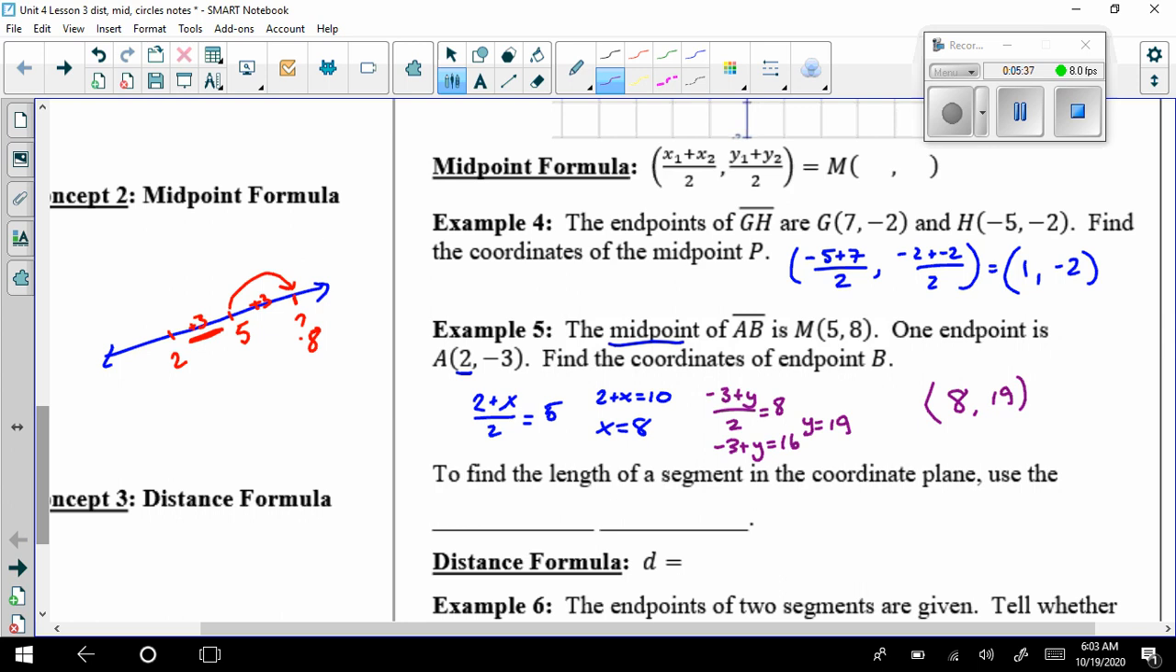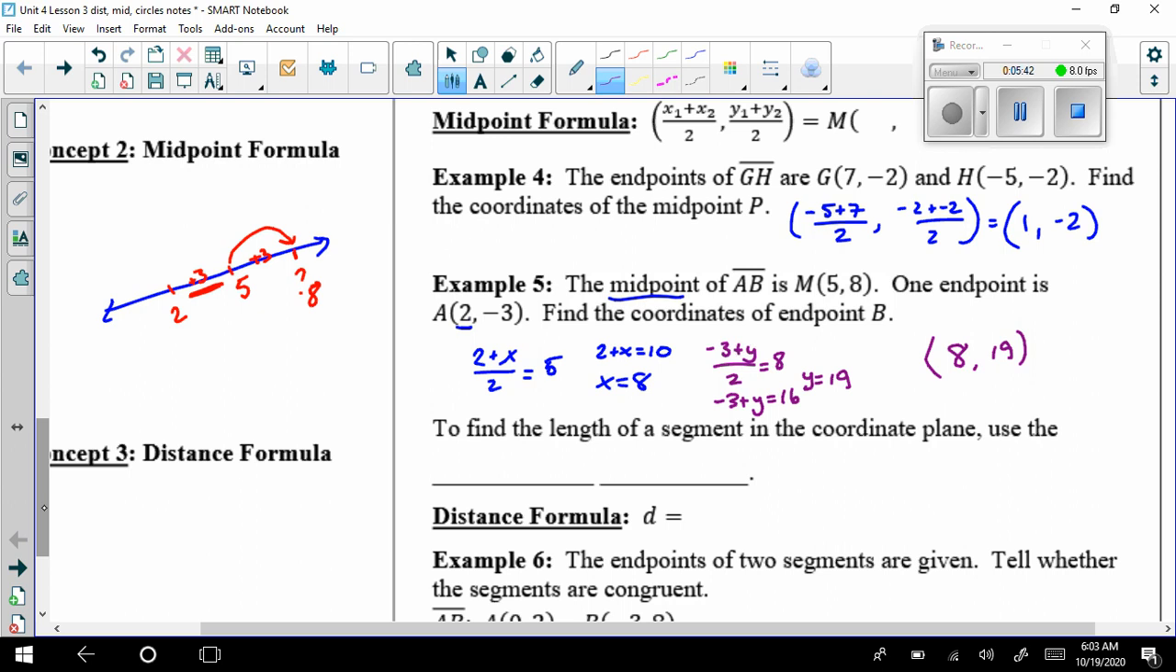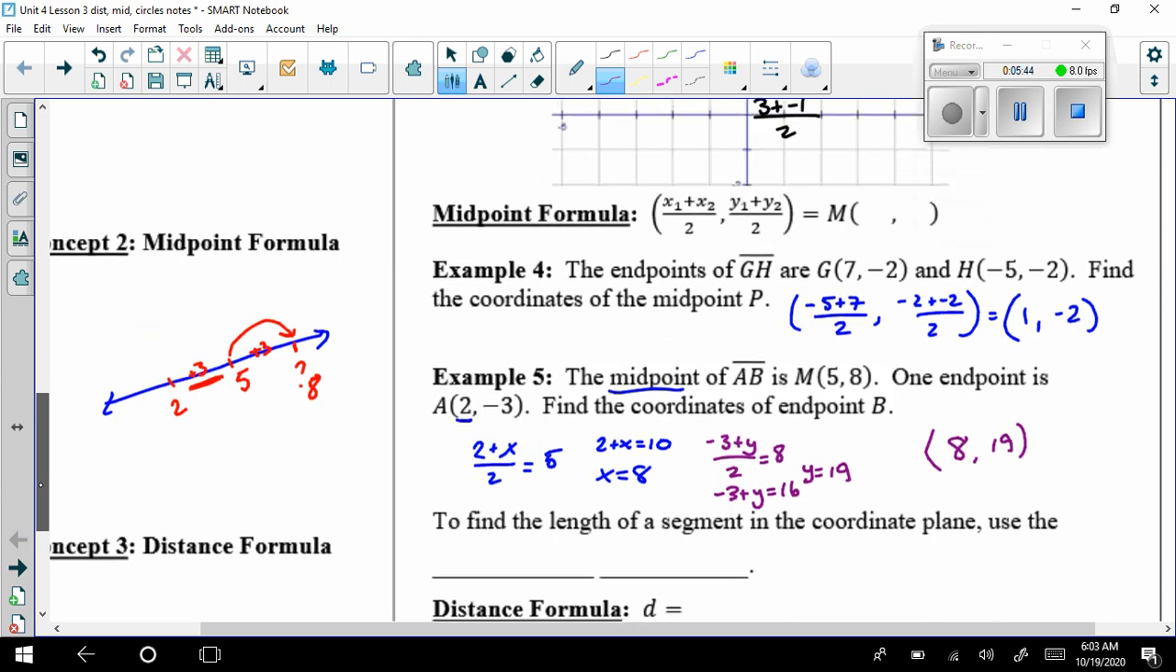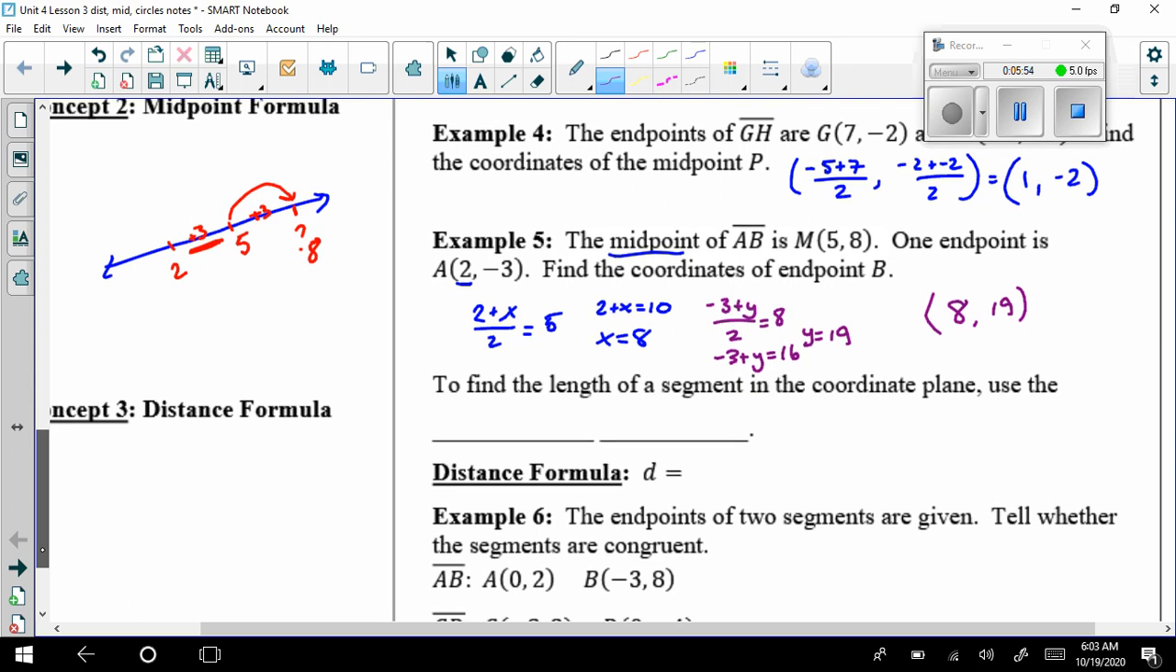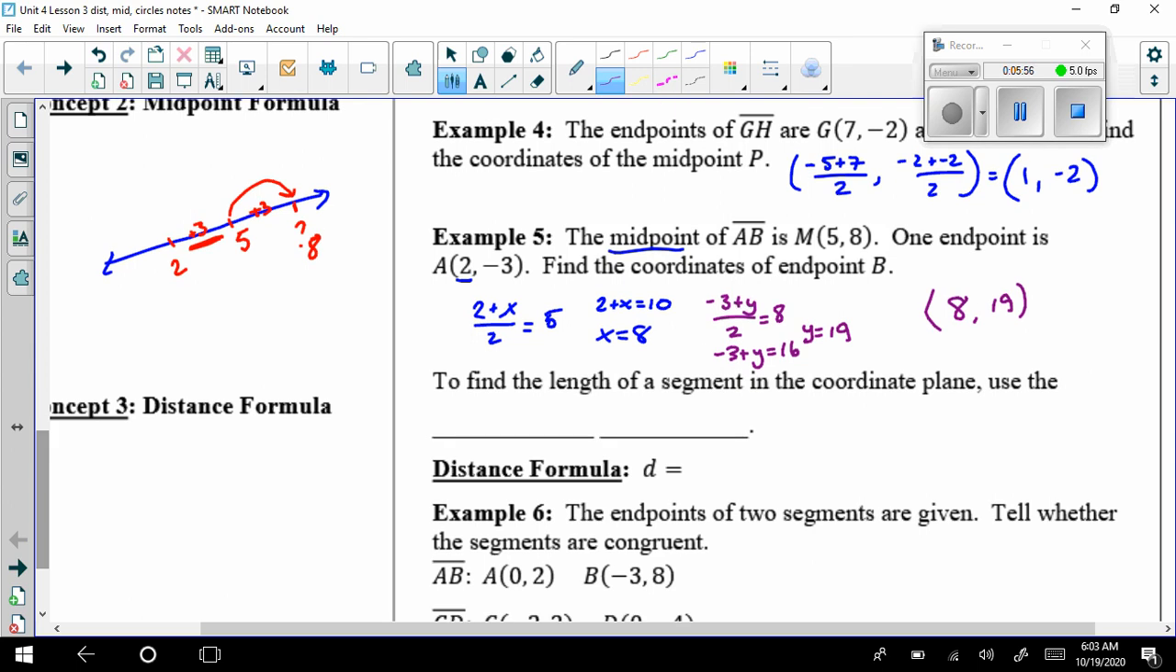Midpoints are important to circles because the radius is the length from the center to the outside, and your center point is halfway across your diameter. And we're also using length. Again, radius is a length from the center to the outside. So to find the length of a segment in a coordinate plane, use the distance formula.